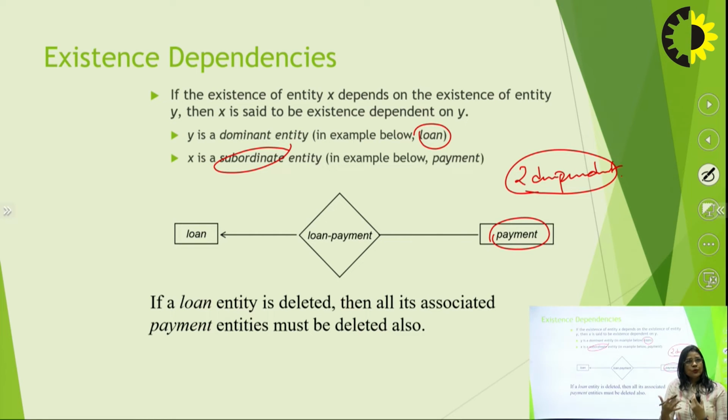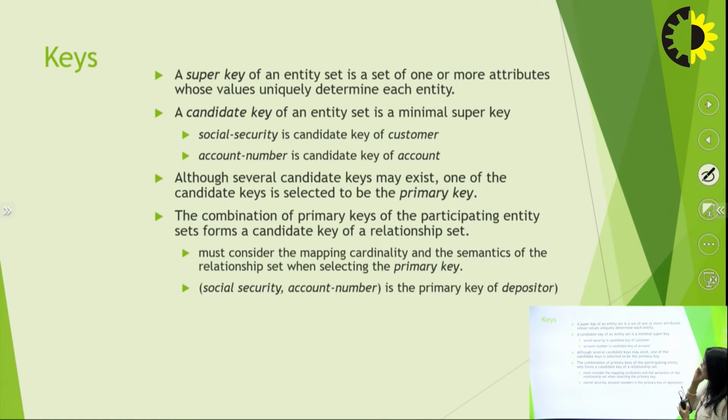So we need to show this existence dependency in the database, so that when the dominant entity is deleted, the subordinate entity is automatically deleted from the database. So for the DBA's easiness, we show it in the ER diagram like this, so that when this ER model is converted into tabular form in the relational database model, it will work fine as per the requirement, right?